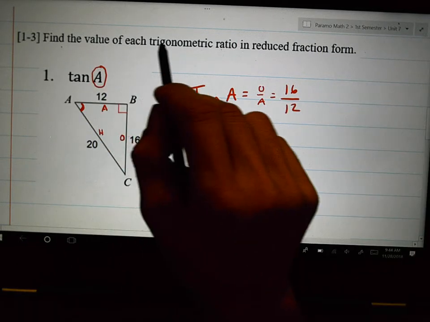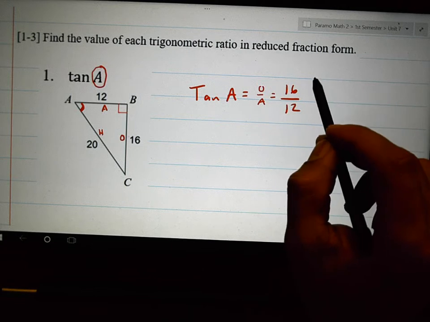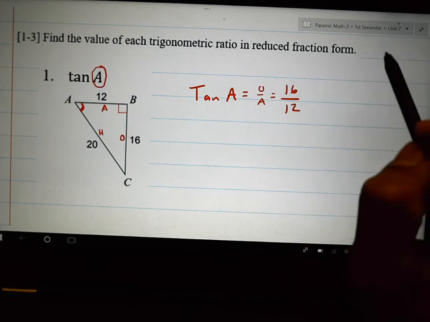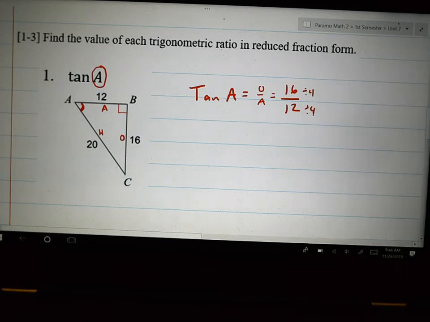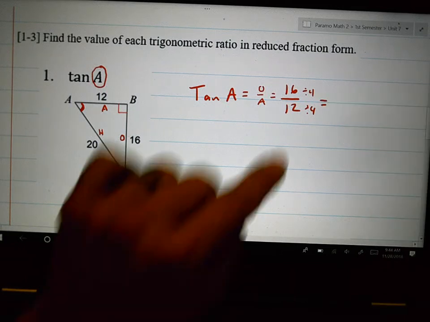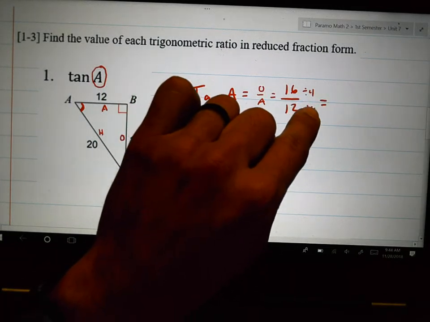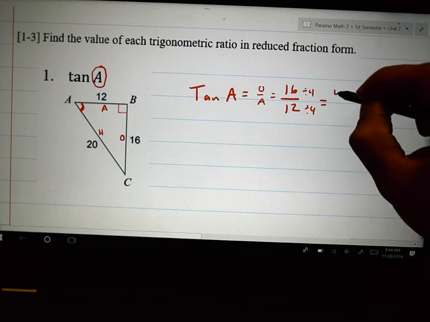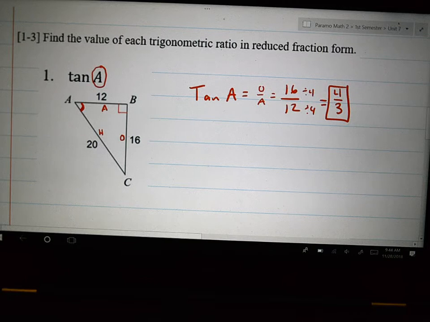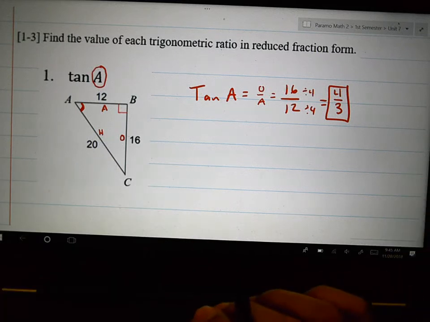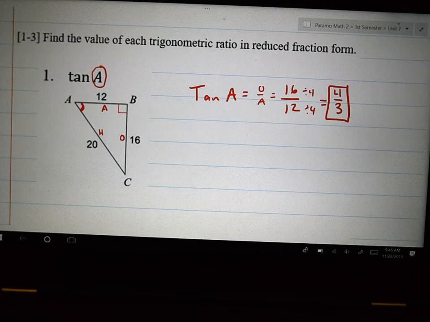Find the value of each trigonometric ratio in reduced fraction form. It's 16 over 12, but we have to reduce it. Put this in lowest terms. Let's divide by 4, or plug it into your calculator and let the calculator reduce it. You can do that as well. If you punch this into your calculator, use the fraction button, 16 down, 12, press equals, and it will reduce it for you. It should do something like 4 over 3. Is that what you got? Yes. Guess what? That's all the work that there is. It is easy if you paid attention and you learned OHA and Sohcahtoa.